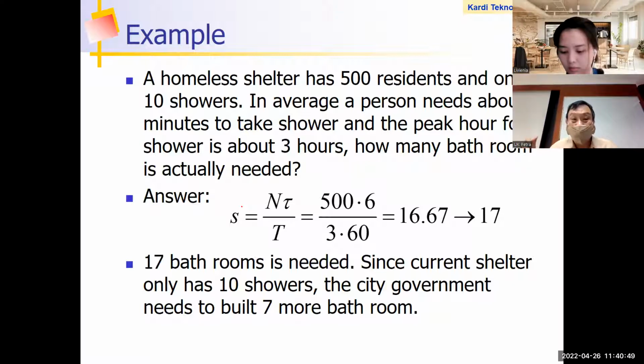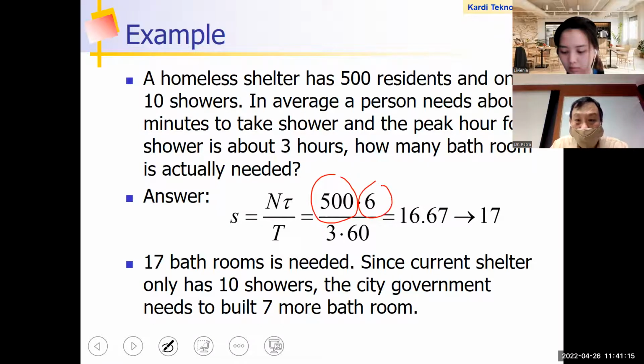In the peak hour, which is about 3 hours in the morning because these people also need to work. They are just homeless because they don't have a house. So the question is how many bathrooms are actually needed. If we use this, the demand is 500, and they need 6 minutes. Because we put it in minutes, the hours must be in the same unit, so that means 3 times 60. So the total is 16 point.